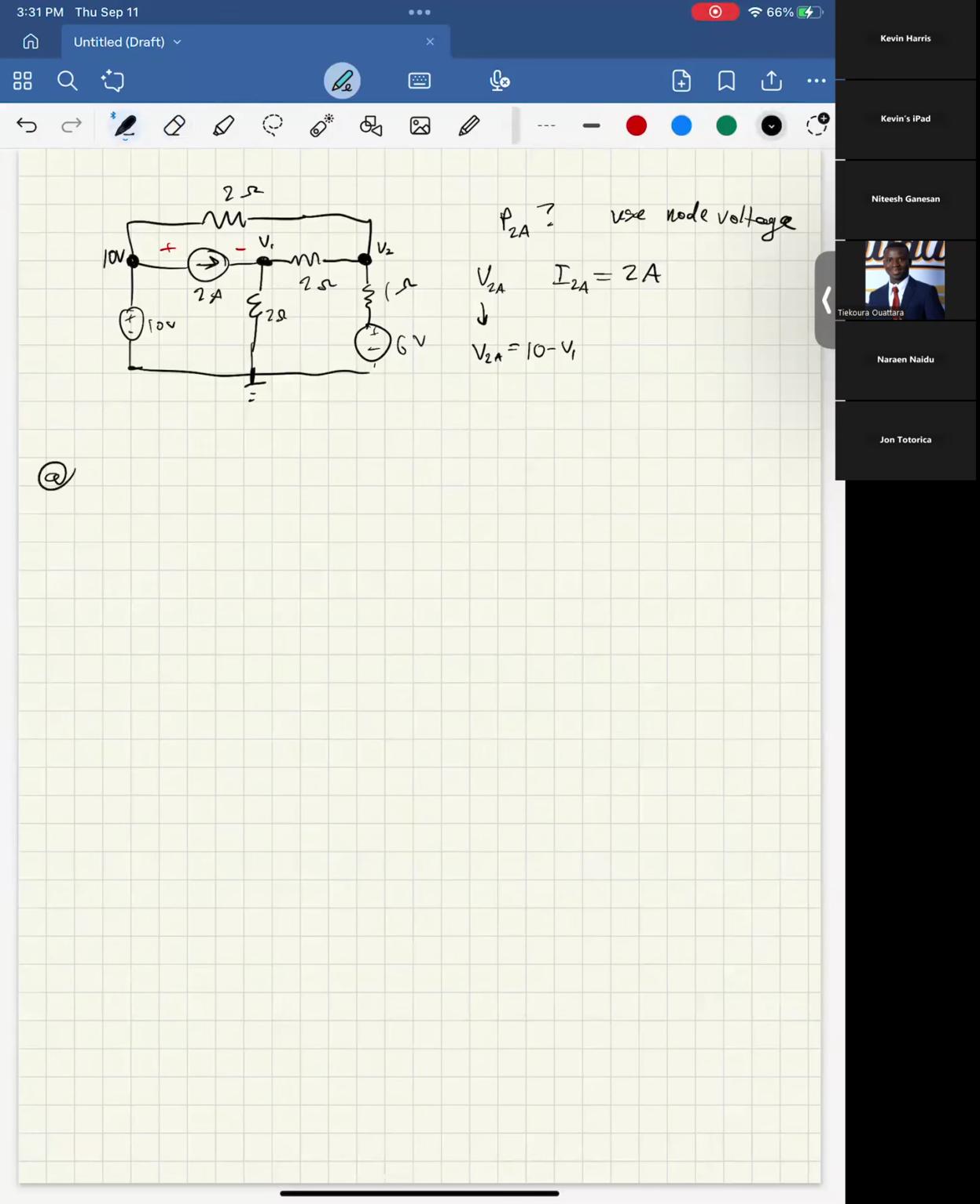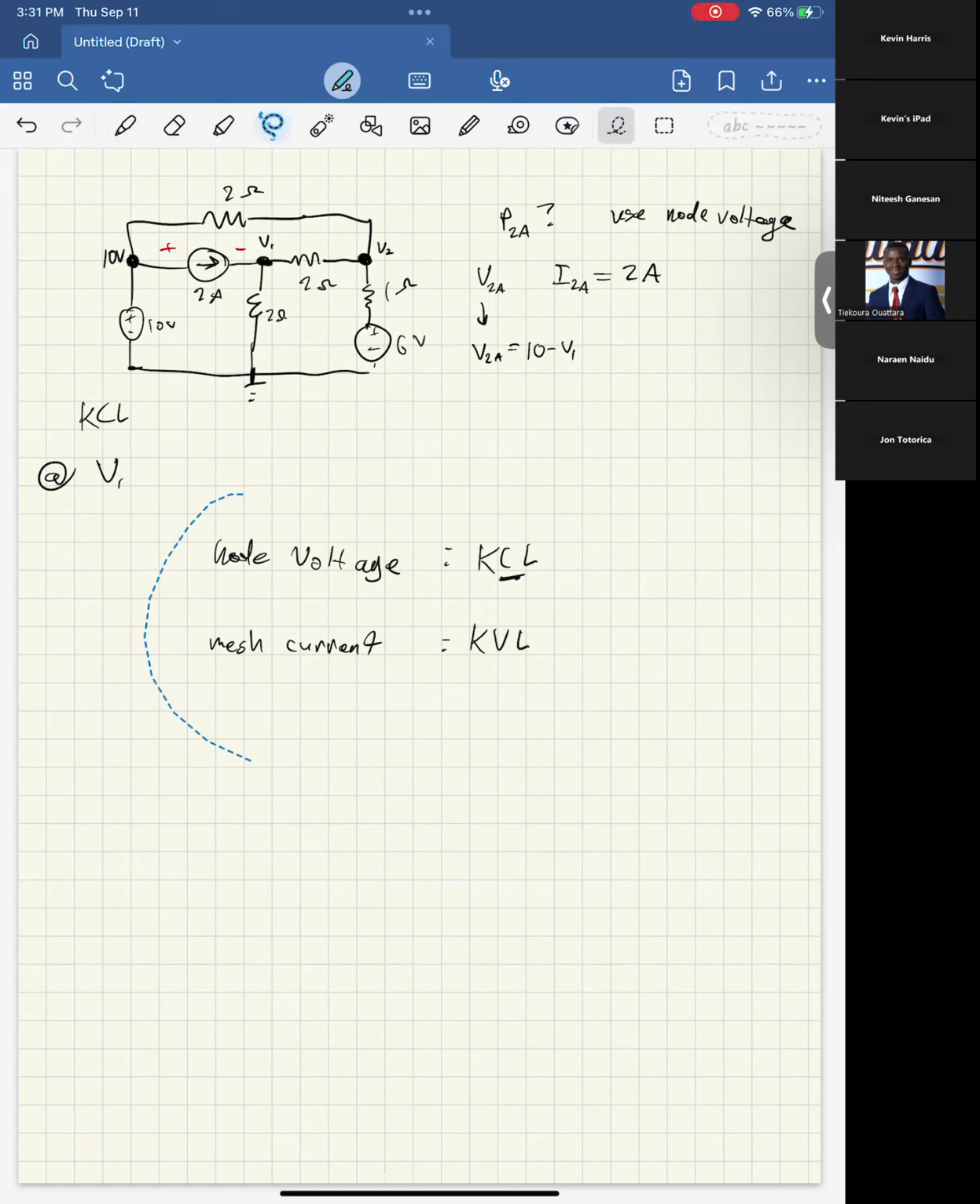So at V1, if we are doing a KCL equation, one kind of confusing thing about this part of the class is that node voltage uses KCL, which is the current law. So it's a bit odd. And then you'll learn mesh current probably next week, which is similar, but that one uses KVL. So make sure you don't get those mixed up.